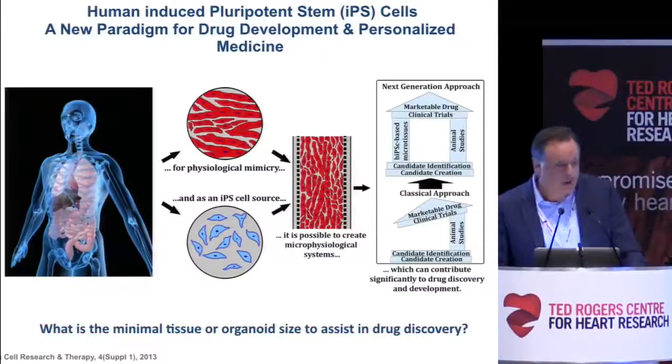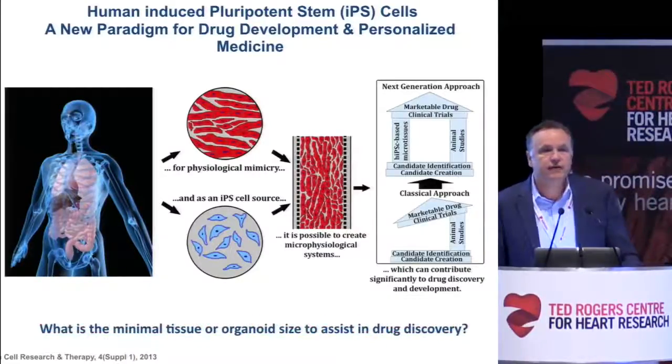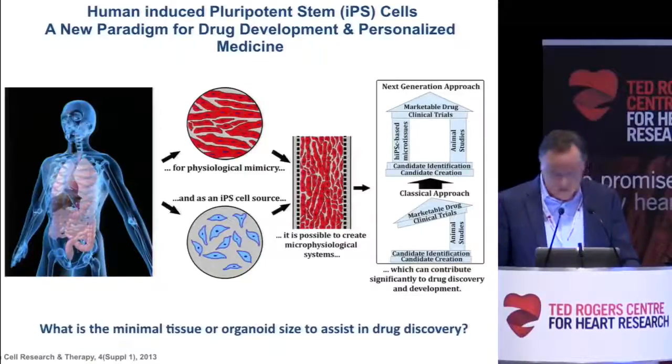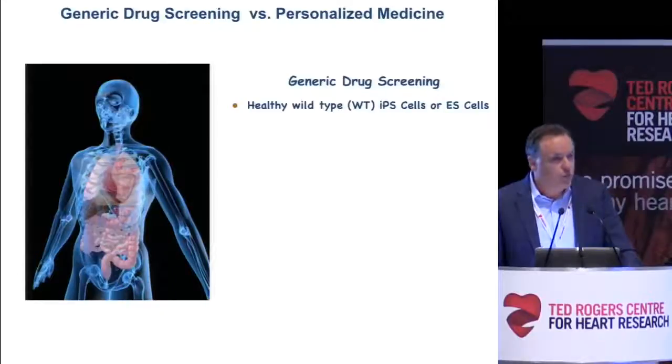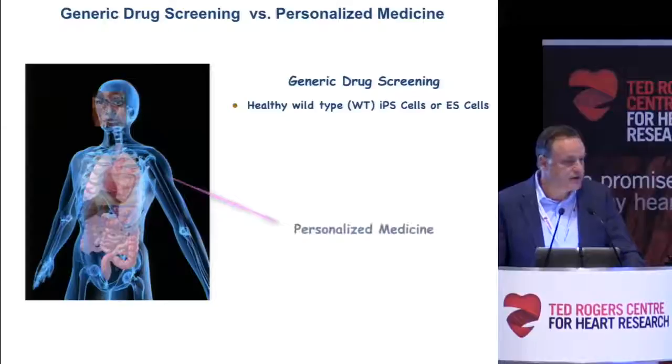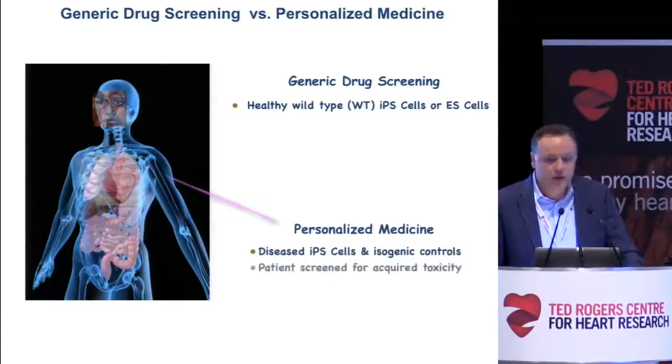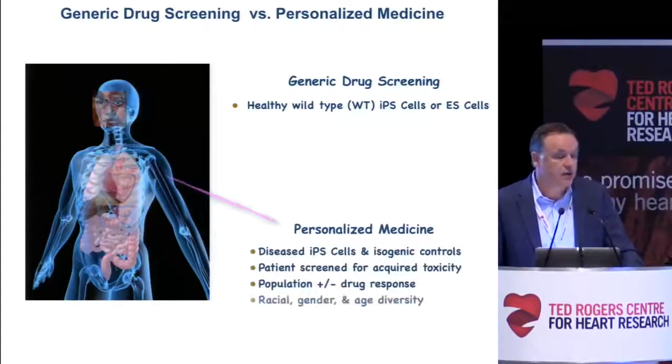So in our case, what's the minimal organoid unit that we can use to make this kind of discovery? This is nominally where we're moving, and I think this community is well versed. But I just want to point out that if we're just doing generic drug screening, then we can use wild type iPS cells and differentiate them to the cells of interest. But if we're interested in personalized medicine, then we need to know a couple of things. Basically, we need to know the patient screened for acquired toxicity.